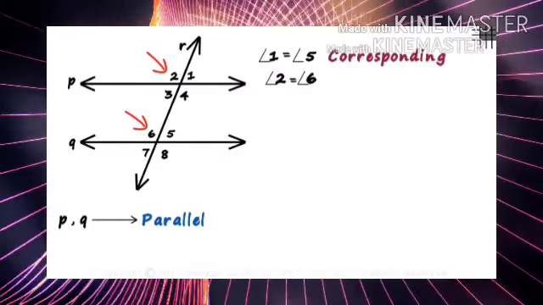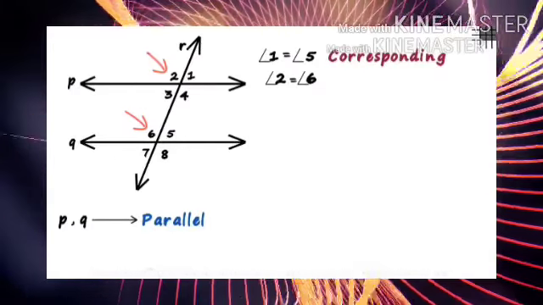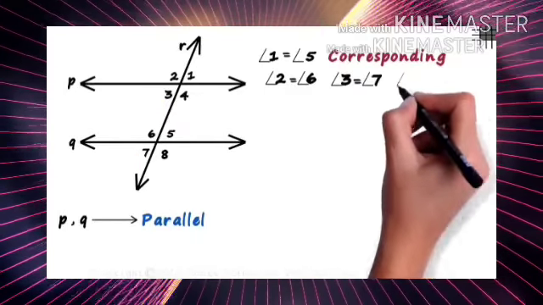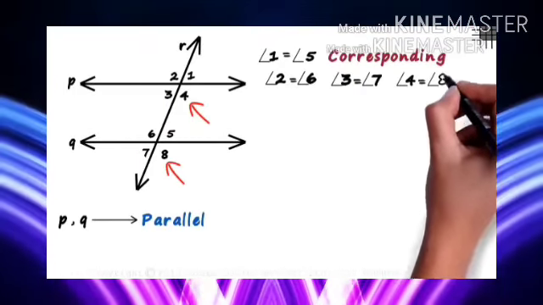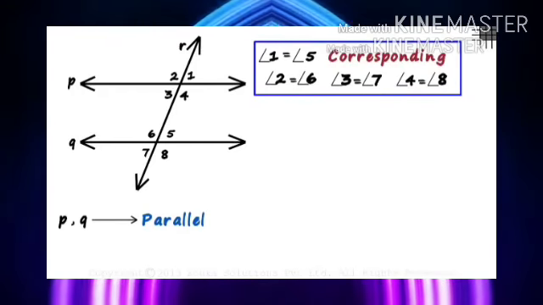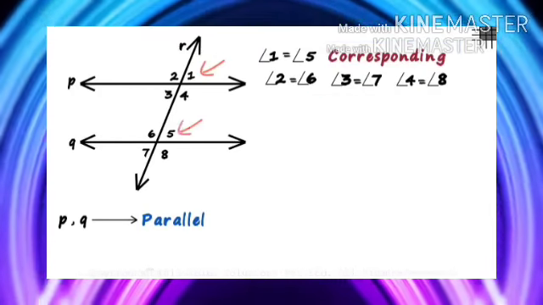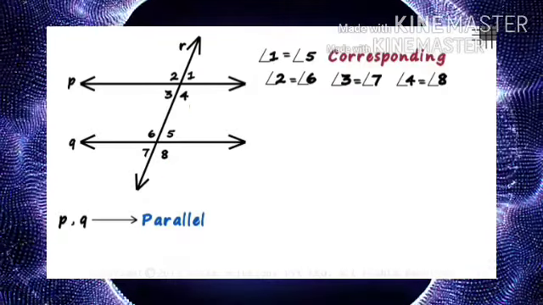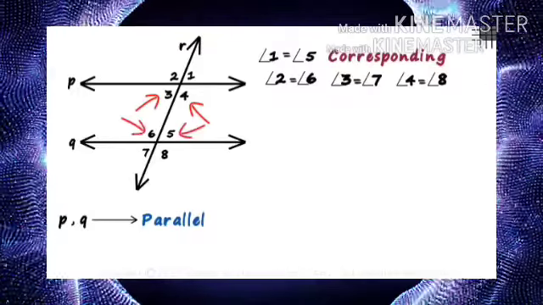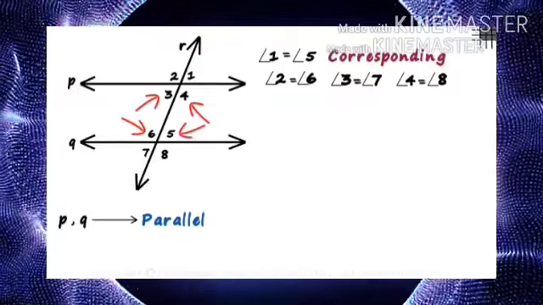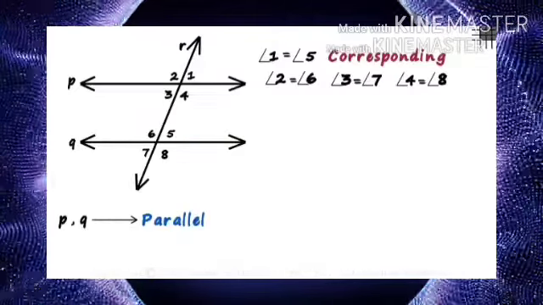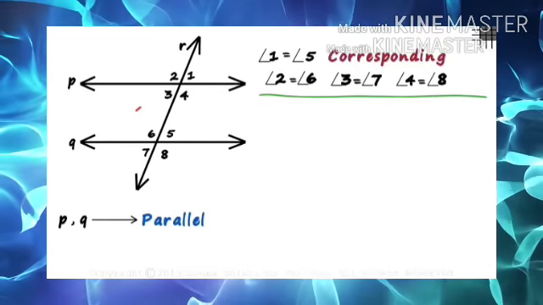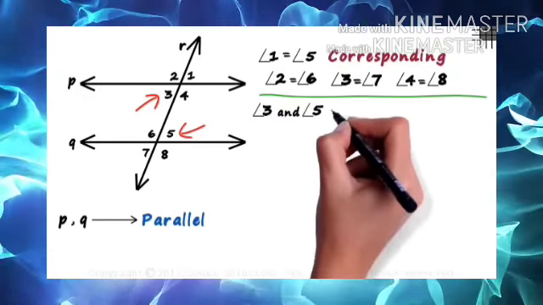If you look at angle 3 and 7 and angle 4 and 8, they also form corresponding angle pairs. Now angles 3, 4, 5, 6 are interior angles and 1, 2, 7, 8 are exterior angles. Therefore, we will study another type of angles known as alternate interior angles.